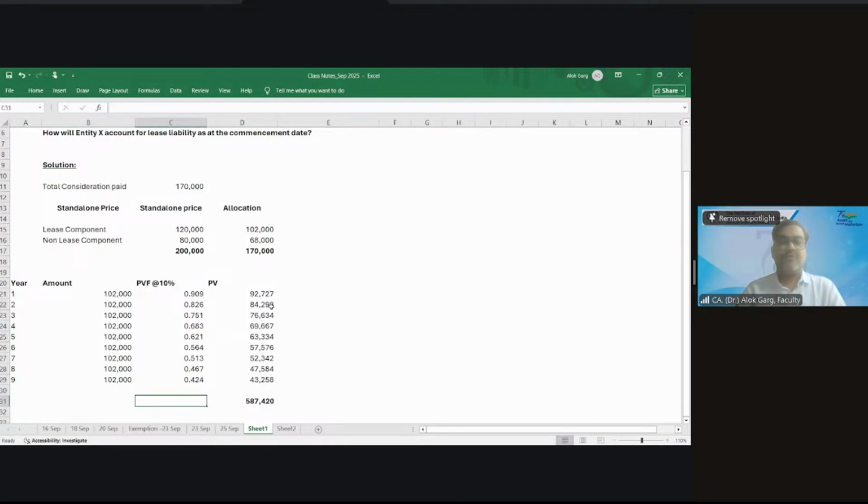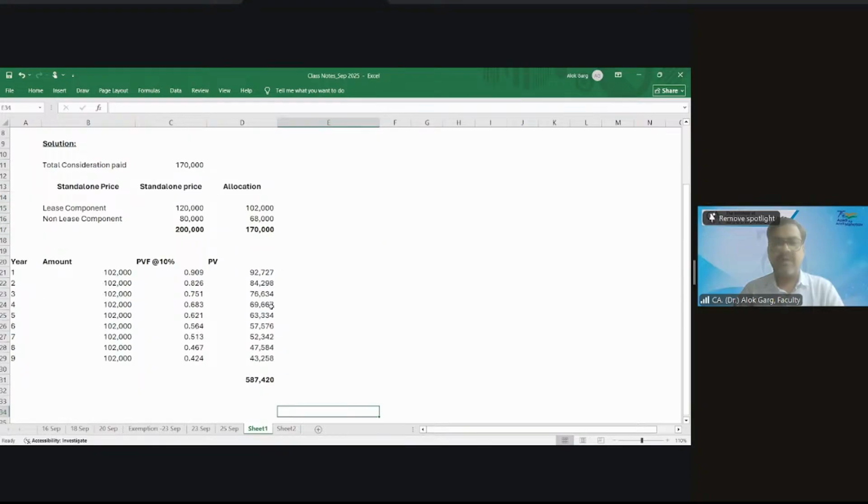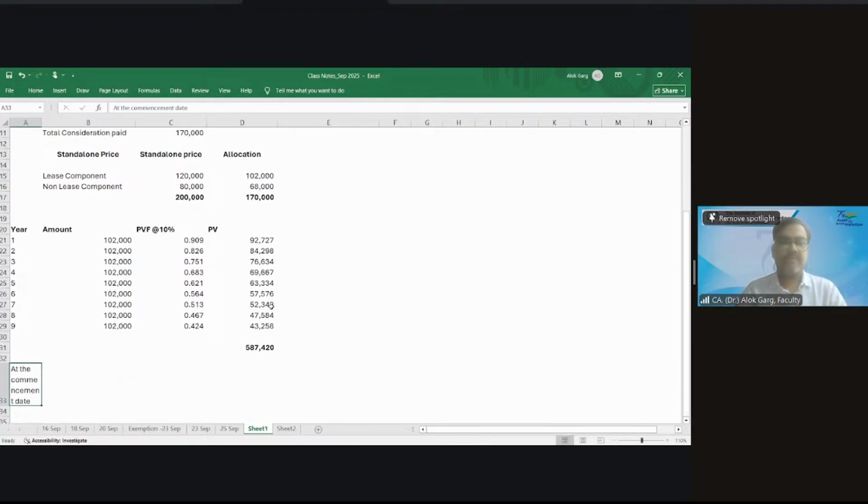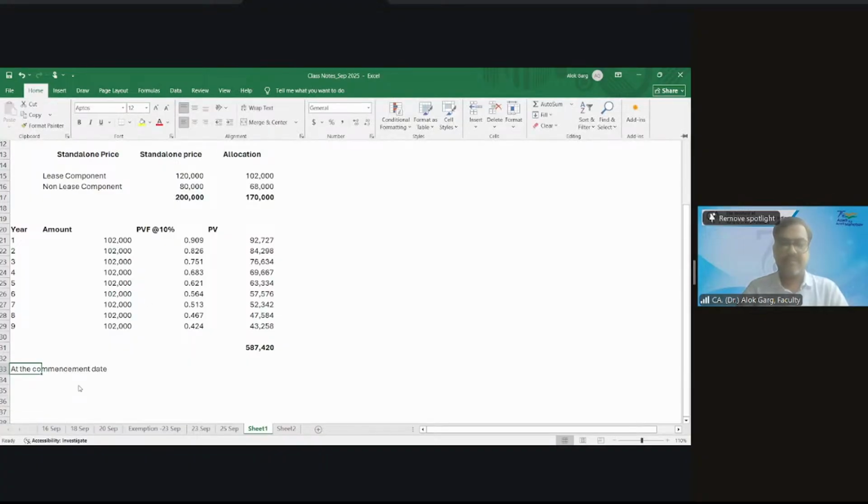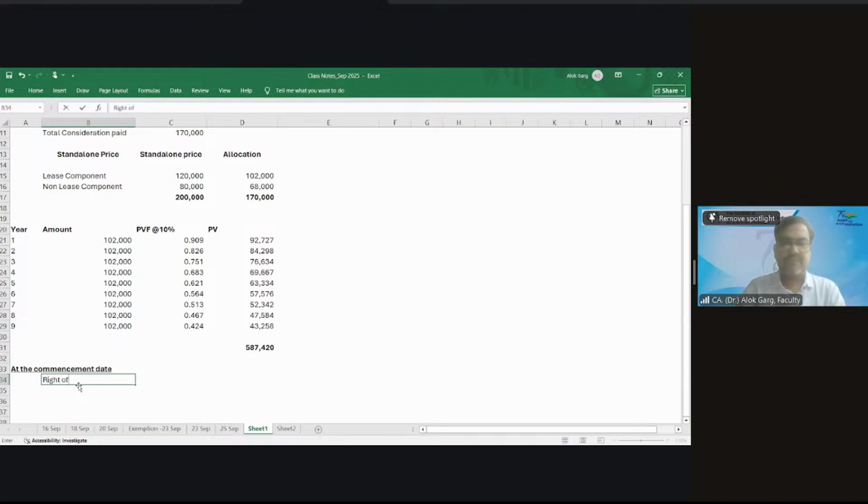Five at 7,420. What is the accounting entry on day one? Right of use asset to lease liability. So at the commencement date, the entry is right of use asset account debit to lease liability.